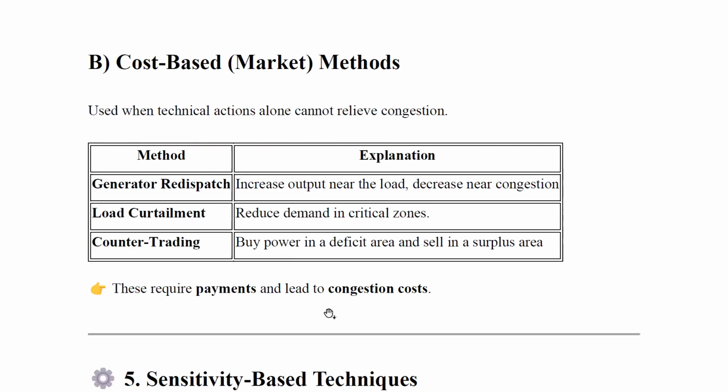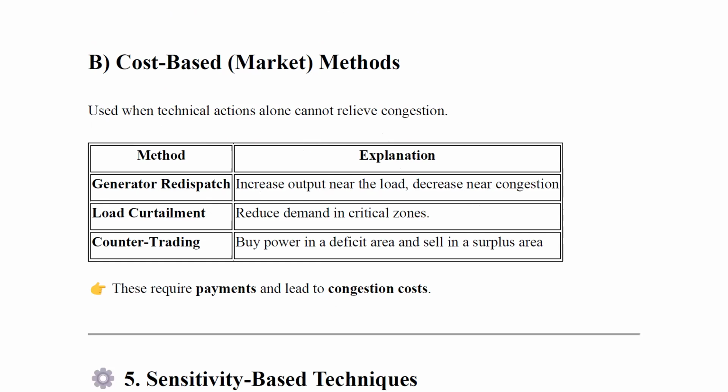Next comes the cost-based market methods. These are used when technical action alone cannot relieve the congestion. In the cost-based market method, first there is generator redispatch, which increases the output near the load and decreases it near the congestion.